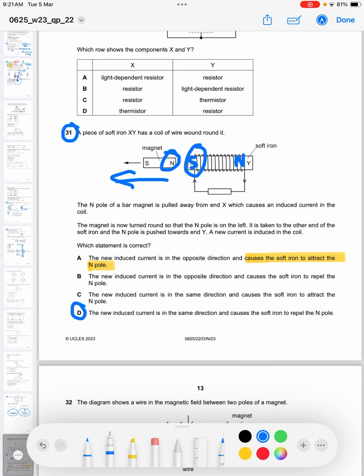So we can see that in both instances, this side is south and this side is north, meaning that the current flowing here is always flowing in the same direction so as to cause this side to be north and this side to be south. So in other words, the true answer is this one, which says that the new induced current is in the same direction, and causes the soft iron core to repel the north pole when it is being moved in.